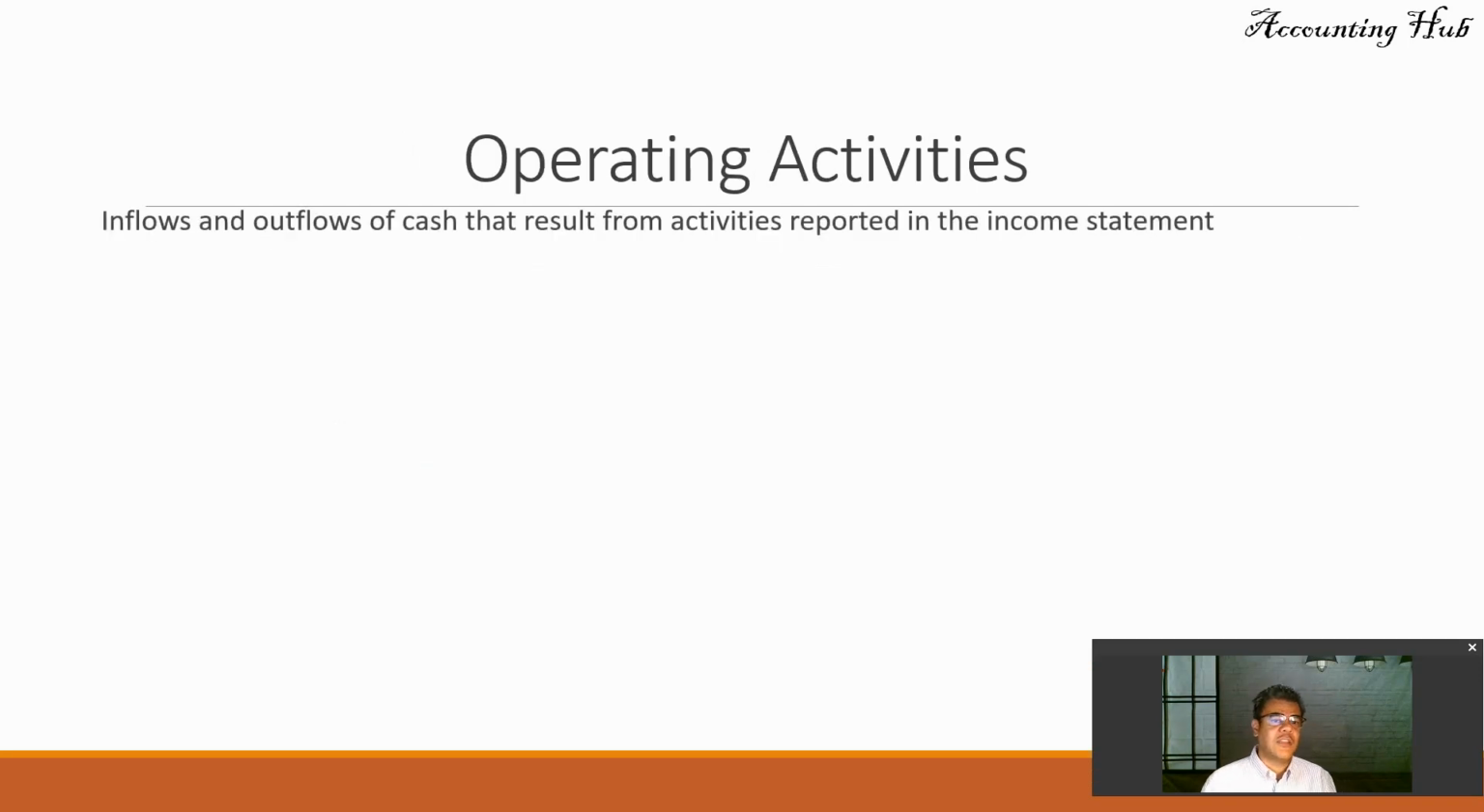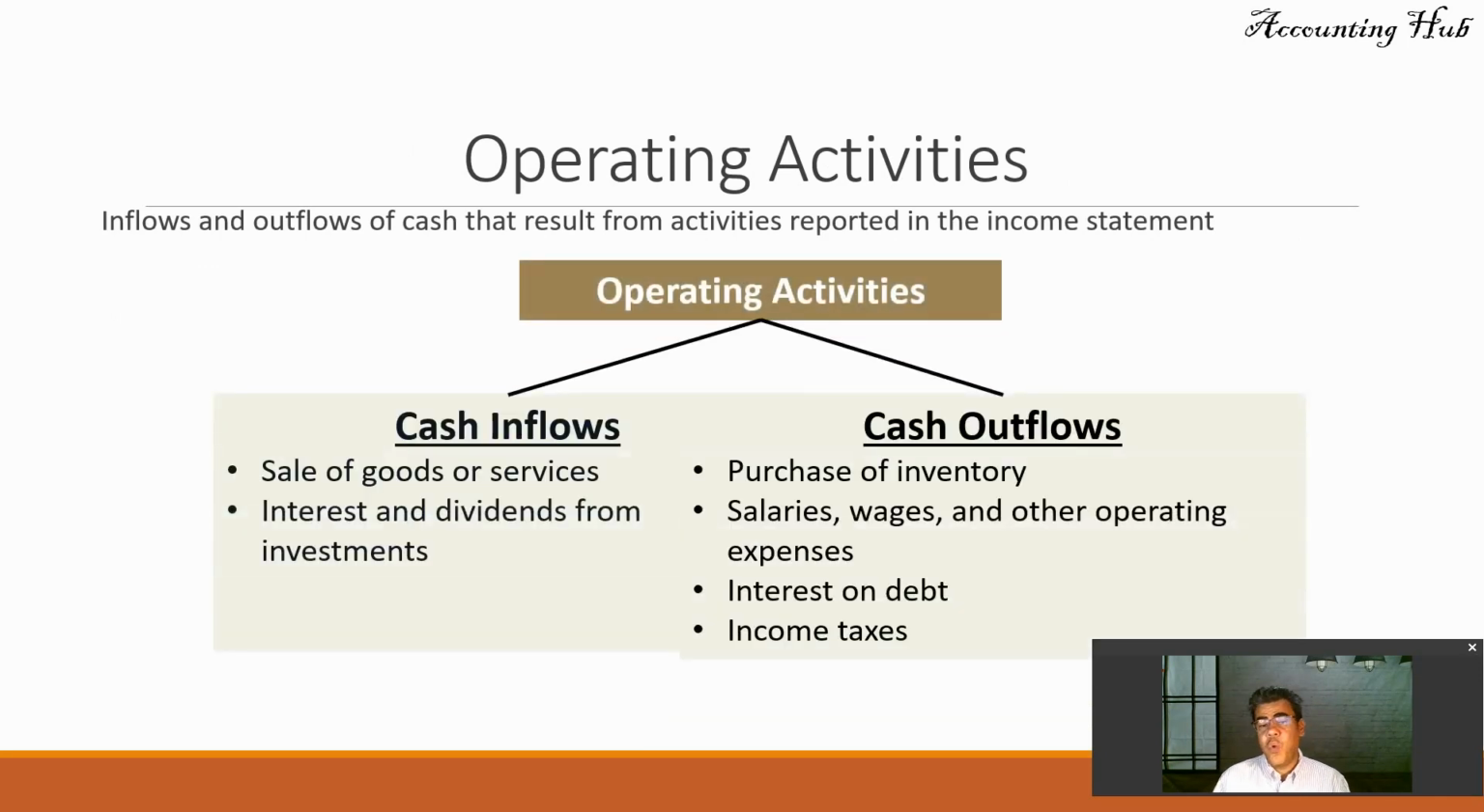Operating activities: inflows and outflows of cash that result from activities. What are they? Cash inflows: sales of goods or service, interest and dividends from investments. Outflows: purchase of inventories, salaries, wages, and other operating expenses, interest and income tax. And here, interest. In US GAAP, it is operating. In international accounting, you can choose either operating, or interest inflows in investments and interest outflows in financing. But operating, everybody considers it as right.